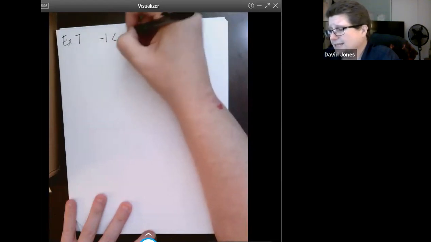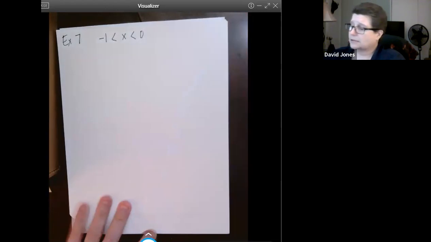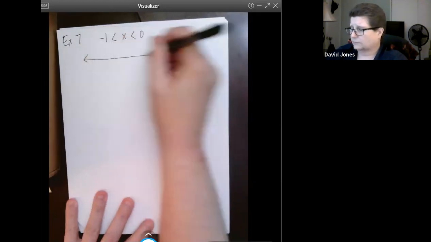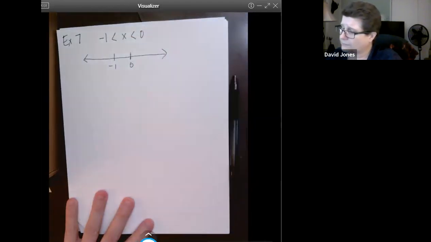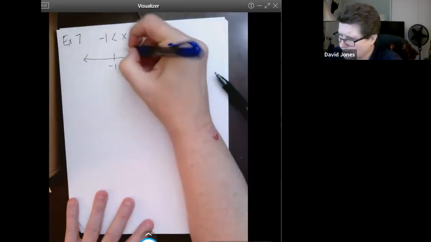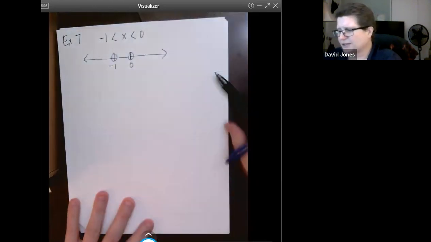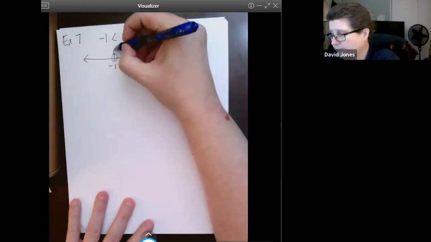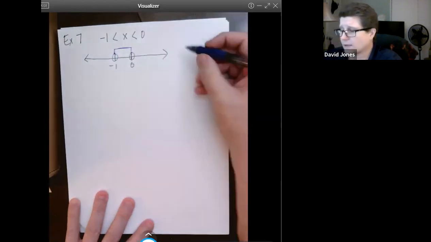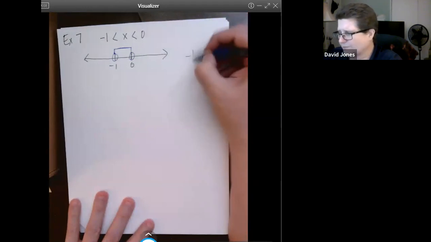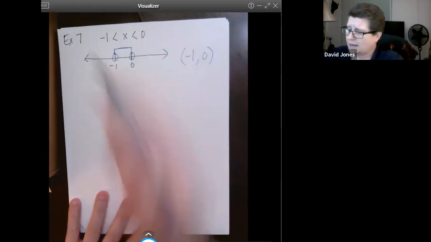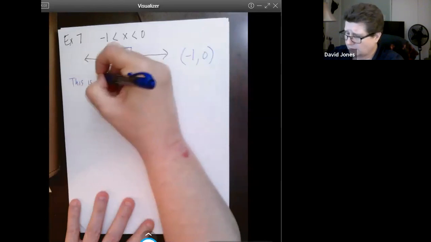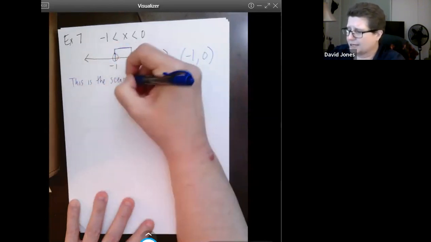Negative 1 is less than x is less than 0. Put a circle on the 0, a circle on the negative 1. Neither of them is filled in, and we want the region between them. So in interval notation, this is negative 1, 0, and both sides get parentheses. And this is the scenario that makes me hate interval notation.